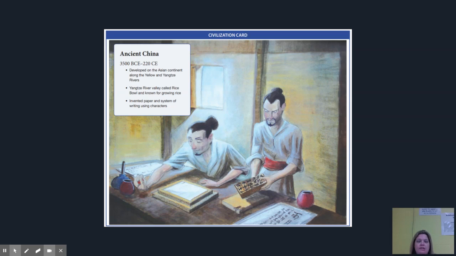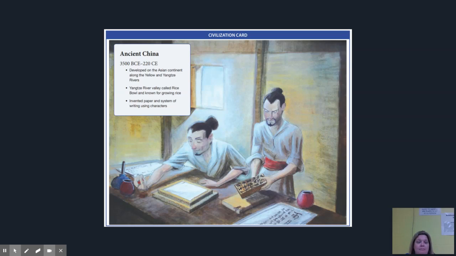Okay, we have the ancient civilization of China. It began in 3500 BCE, and it lasted all the way to 220 CE. So that lasted almost 4,000 years. It was developed on the Asian continent, along the Yellow and Yangtze Rivers. The Yangtze Valley was called the Rice Bowl because it's known for growing rice. They have a great climate for growing rice. Rice is something that I honestly still cannot understand how it grows.